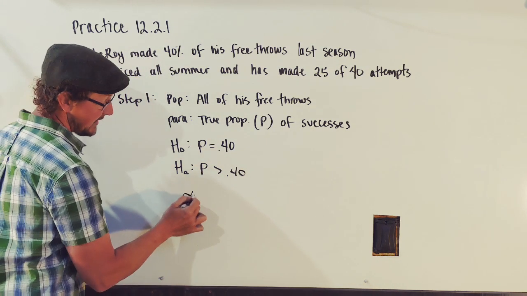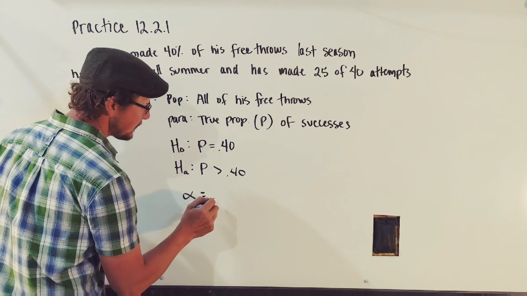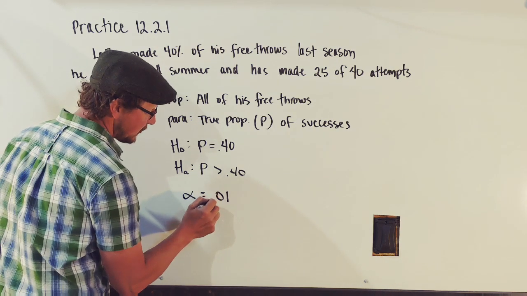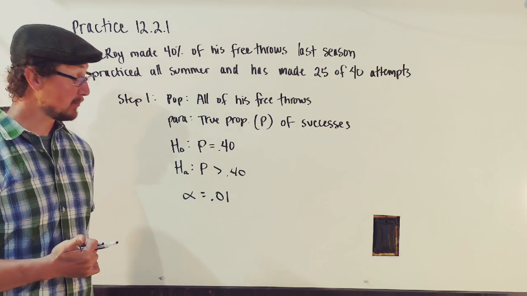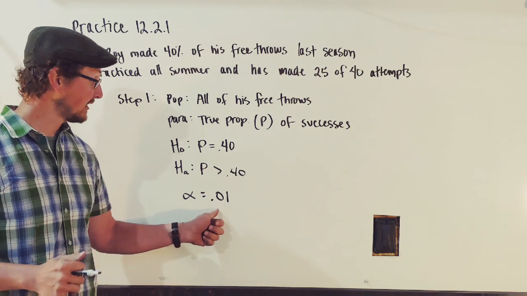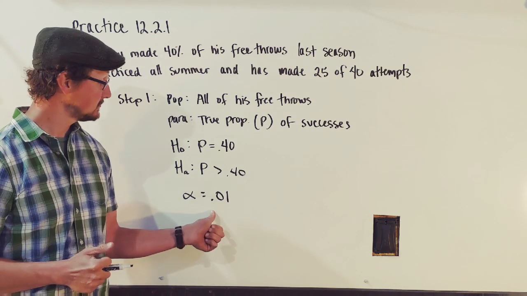And what are we testing against? We're going to test against a significance level, as prompted in the problem, of 0.01. We want to be absolutely certain that his free throw has improved, and so we're going to set ourselves a very high standard to show change. Step one.